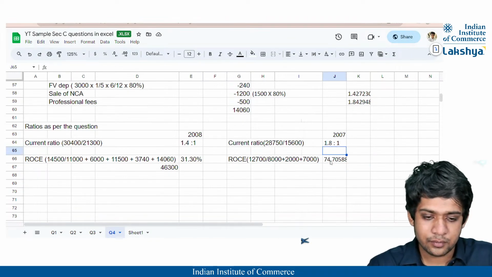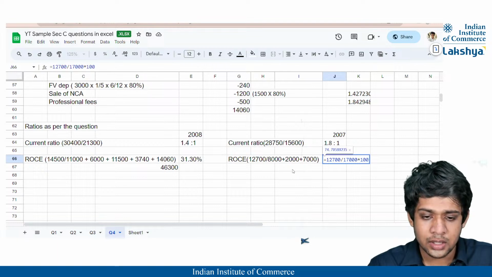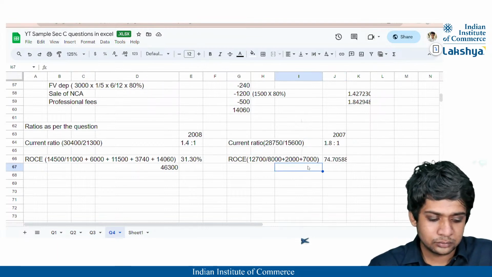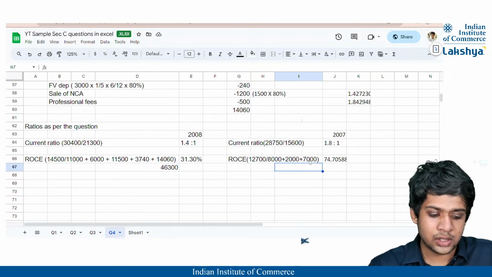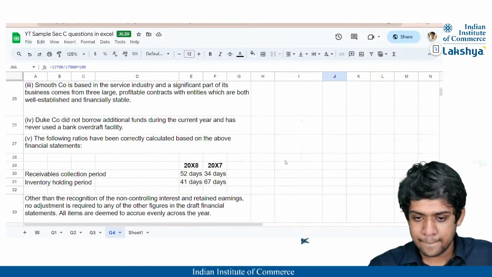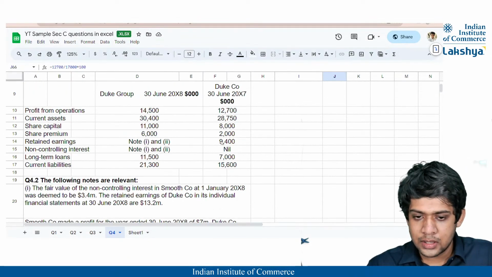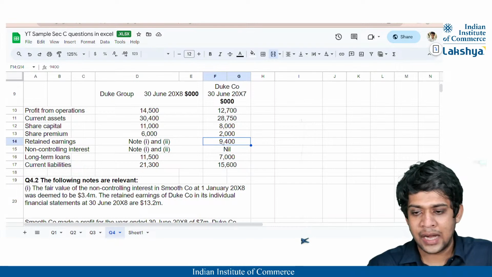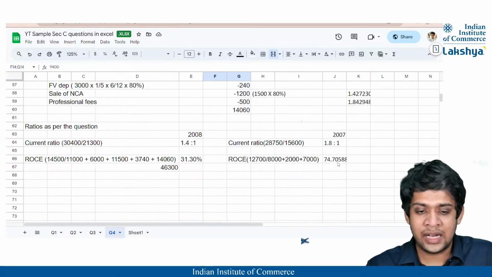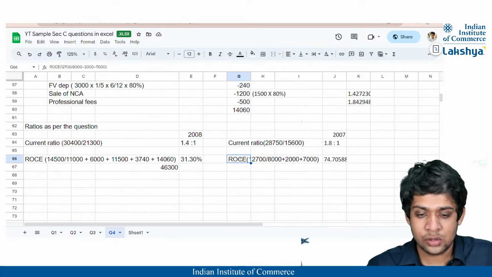करेक्ट, राइट? कुछ तो गलत किया है. 8,000 प्लस 2,000 प्लस 7,000. करेक्ट, और कुछ भी है क्या? यस, 9,400 तो हमने ऐड ही नहीं किया जो दिया हुआ है रिटेन्ड अर्निंग्स, राइट? रिटेन्ड अर्निंग्स हम लोग ऐड करना भूल गए. सो इट विल बी 8,000 प्लस 2,000 प्लस 7,000 और प्लस 9,400 भी है.